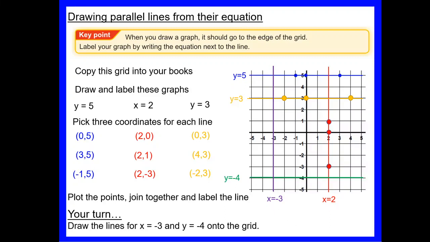Now hopefully you'll notice something interesting about these lines. The x-axis is horizontal, but all of our horizontal lines are called y equals. Our vertical axis is our y-axis, but all of the vertical lines are called x equals. So that's something to make a note of, that the equations of the lines are in the opposite direction to the axis names. So where we have the x-axis horizontal, all of the ones called x equals are actually vertical.